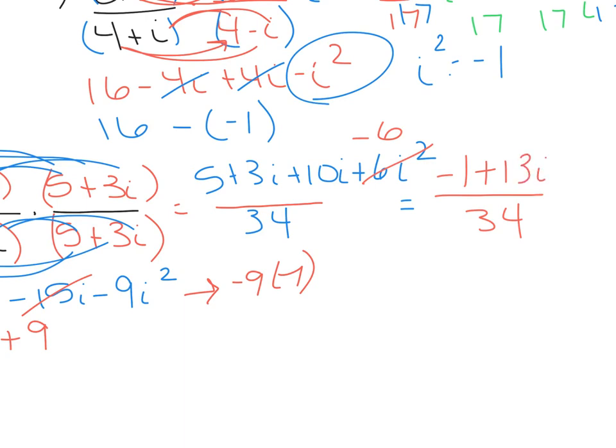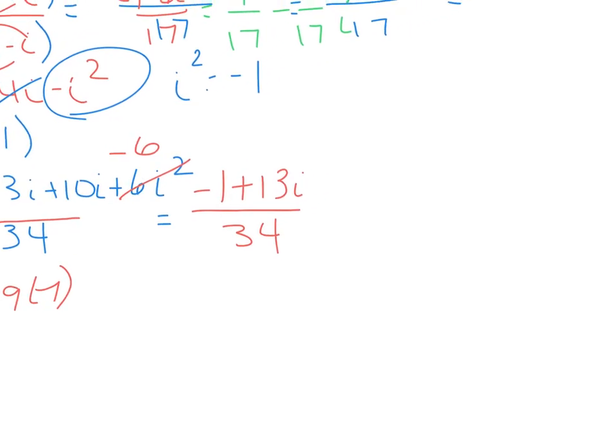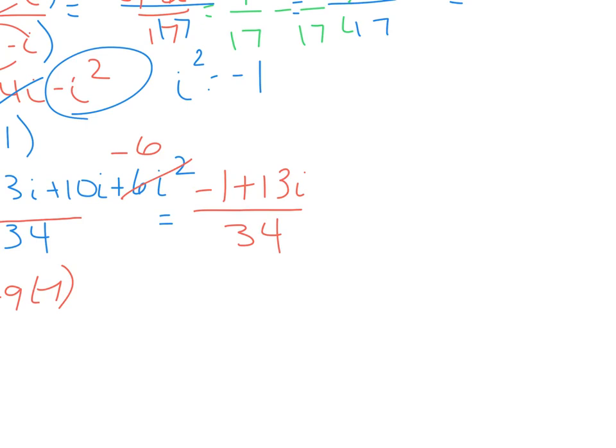But again, we're going to write this in standard form. So we'll just separate these two terms. Negative 1 over 34 plus 13 over 34. Kick that i out to the side.